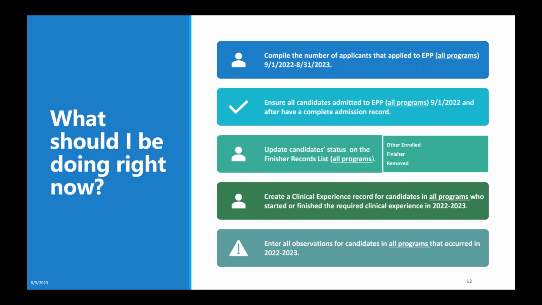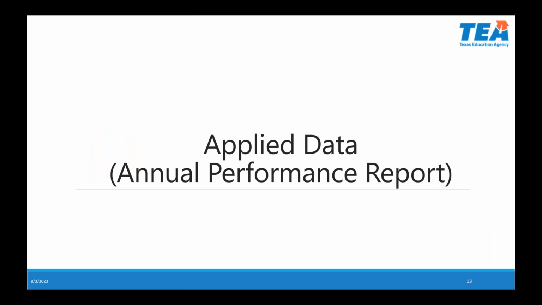Observations with dates in 22-23 cannot be reported in 23-24. ECOS will not accept edits to a locked year. Let's now look at the individual reporting areas in more detail, starting with applicant data.